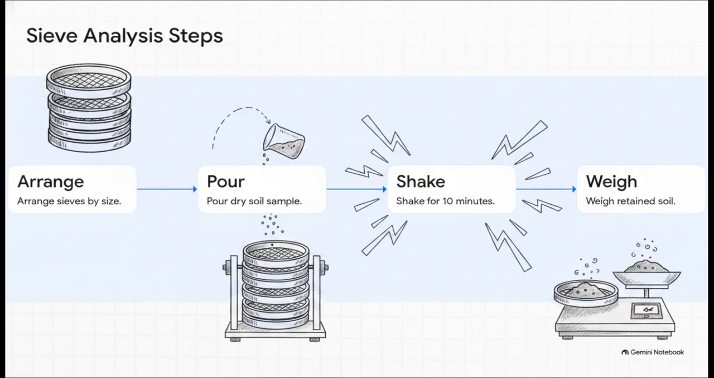As you watch this 3D animation of the shaker vibrating the stack, keep in mind that for accurate particle separation, you have got to run the shaker for exactly 10 minutes. Not 9, not 11, 10. Afterward, you'll carefully weigh the soil retained on each individual sieve.